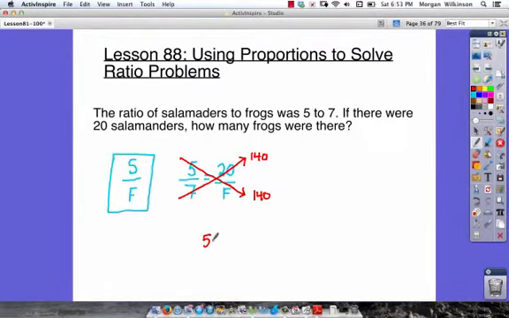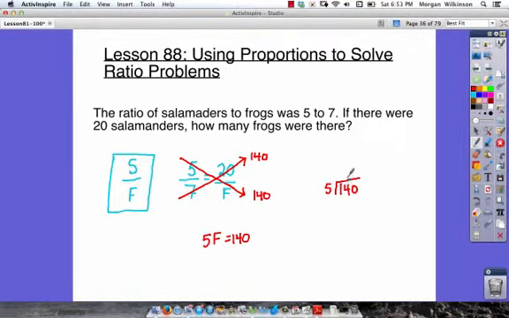So 5 times F is equal to 140? Well, we must have to multiply F times 5 to get to 140. So F must be some number less than 140. To find our answer, we're going to divide. We're going to say 140 divided by 5.